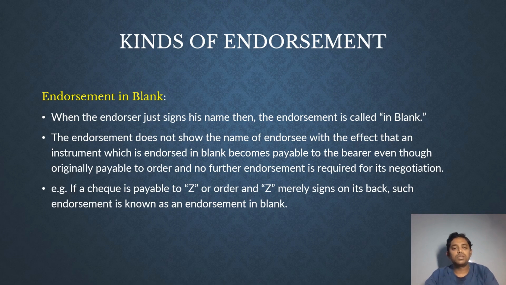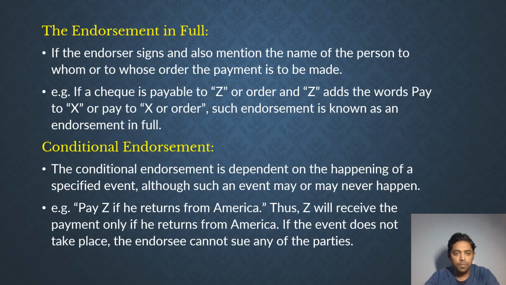Coming to kinds of endorsement. There are four kinds. There is endorsement in blank. When the endorser just signs his name, then the endorsement is called in blank. The endorsement does not show the name of the endorsee, with the effect that an instrument which is endorsed in blank becomes payable to the bearer even though originally payable to order, and no further endorsement is required for its negotiation. Example: if a check is payable to Jed or order and Jed merely signs on its back, such endorsement is known as endorsement in blank.